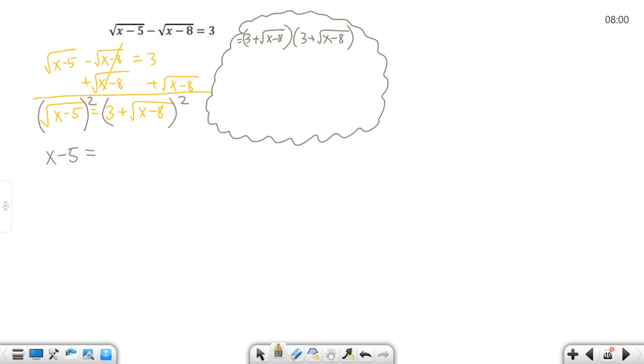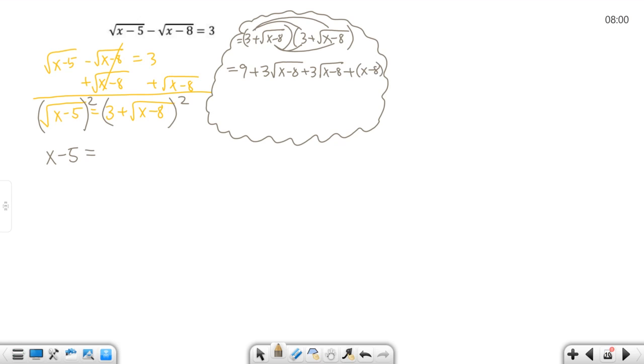Maybe you get this if you know the formula. Again, I just write it down twice and FOIL it. First, 3 times 3 is what? 9. 3 times this is going to be plus 3 square roots of x minus 8, right? And then here, plus 3 square roots of x minus 8. And then here, plus x minus 8. Right? The square root times the square root, it goes away, just x minus 8.